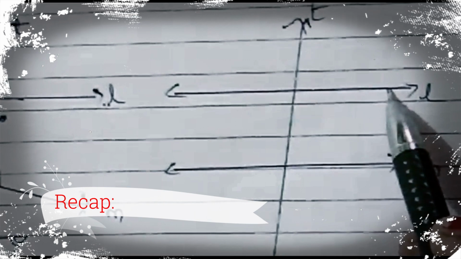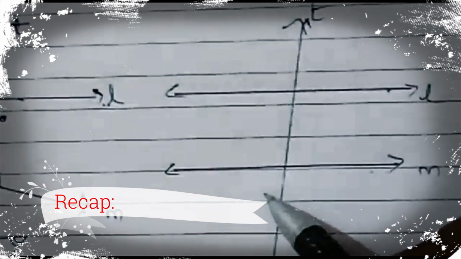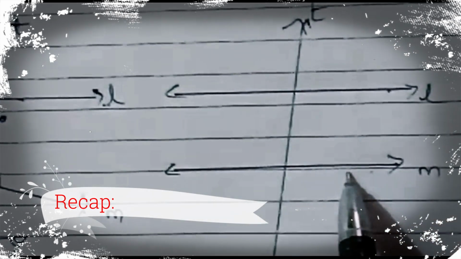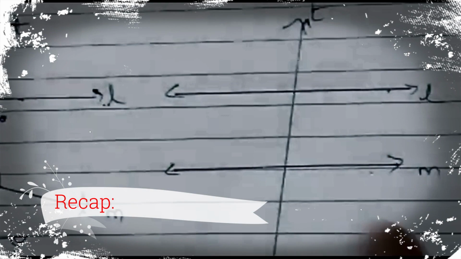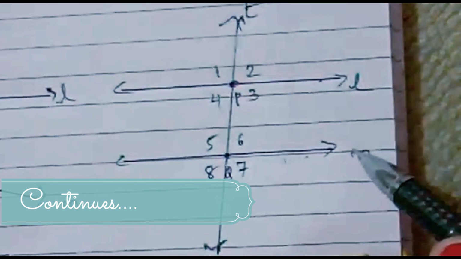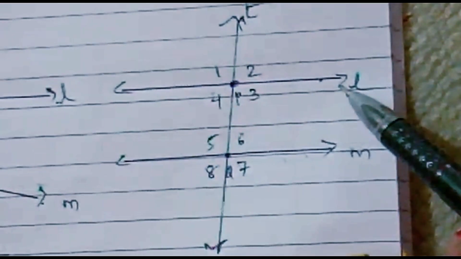Figure and the next figure. Here you can see we have again two same kind of lines L and M and transversal T. But these two lines are parallel, and so the property will differ according to the types of angle. Let us learn the same concept for parallel lines.